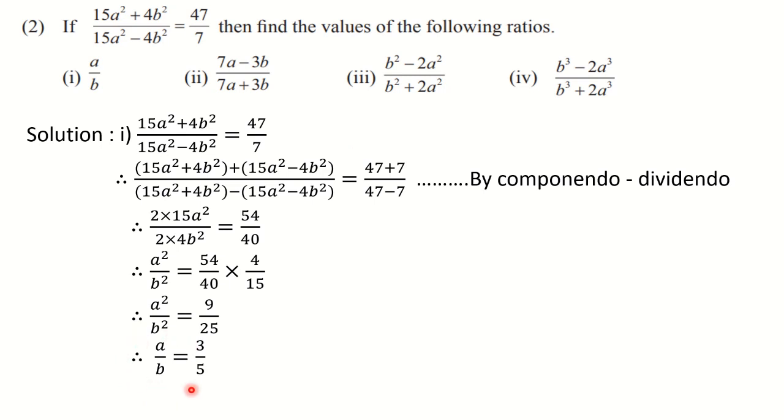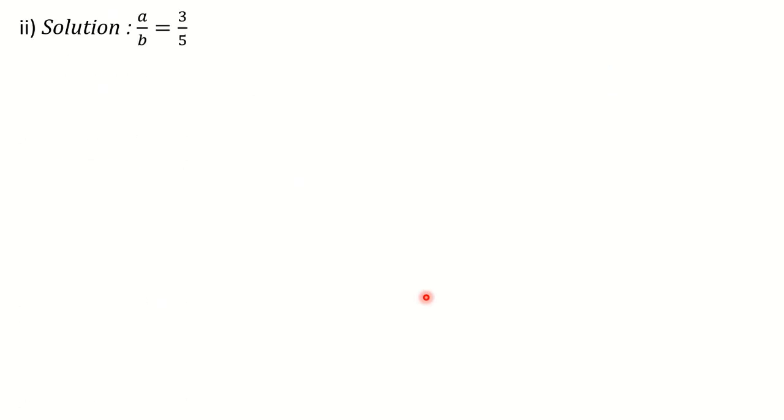Now let us make use of the value a upon b is equal to 3 upon 5 and start solving question number 2, that is 7a minus 3b upon 7a plus 3b. In the beginning consider it as componendo dividendo only and observe the numerator and denominator. Here you will find that the numerator is 7a and denominator is 3b. We have to start with a upon b always. So in the solution the very first step is a upon b is equal to 3 upon 5, which we have found out. Now what we want here, 7a and 3b.